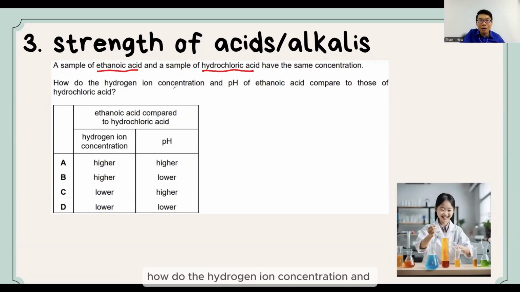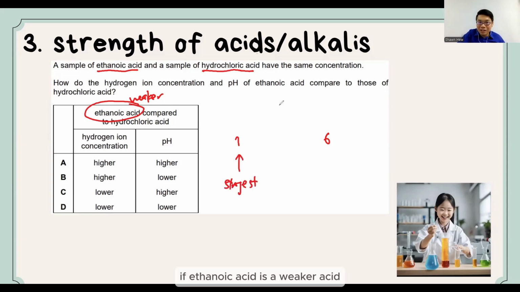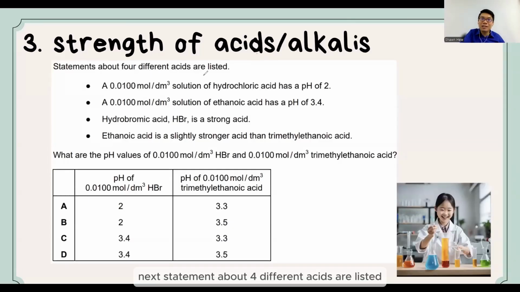A sample of ethanoic acid and hydrochloric acid have the same concentration. How do the hydrogen ion concentration and pH of ethanoic acid compare? Okay, so ethanoic acid is a weaker acid. pH 1 to pH 6 are acids. pH 1 is the strongest. If ethanoic acid is a weaker acid, the pH value will be more than 1, slightly higher. So how about the hydrogen ion concentration? Ethanoic acid partially dissociates, which means the hydrogen ion is less than 100%. So the answer is C.